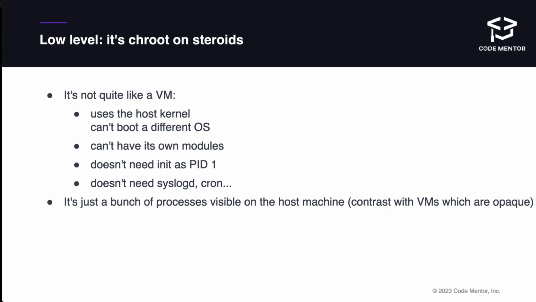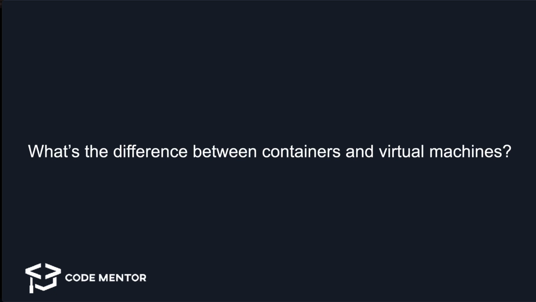It also feels like chroot on steroids. Now, this would be somebody who really knows and understands Linux, but when you chroot something, you don't usually get additional isolations like PID. So what are the differences then of containers and virtual machines?